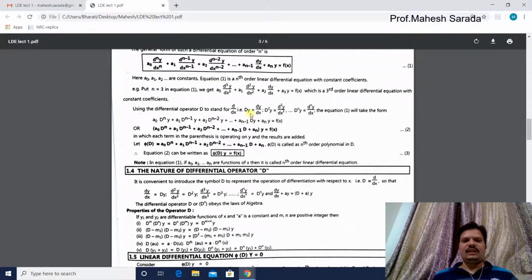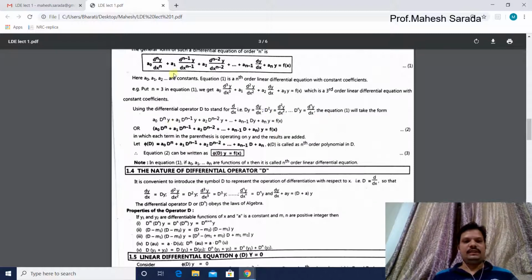Further, we can use capital D as a differential operator in place of d by dx. So in place of dy by dx we can use capital D y. In place of d2y by dx square we'll use capital D square y. Similarly up to nth order.